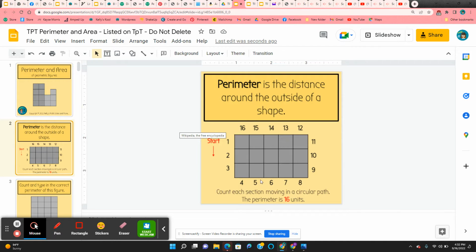So 1, 2, 3, 4, 5, 6. This is something students have trouble with, trying to figure out what to count. So this gives them a kind of visual. This is 16 units.